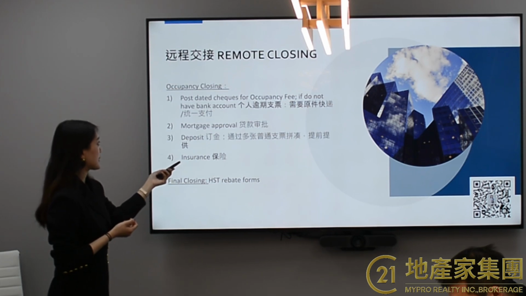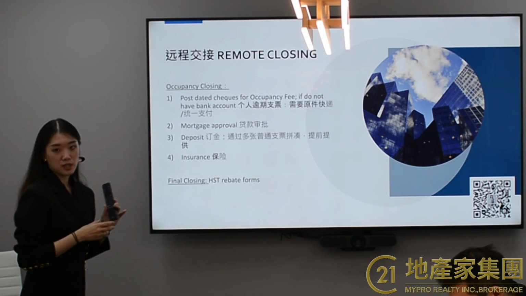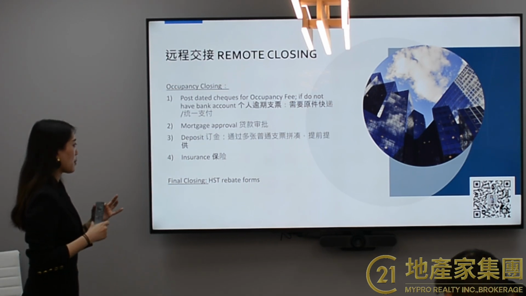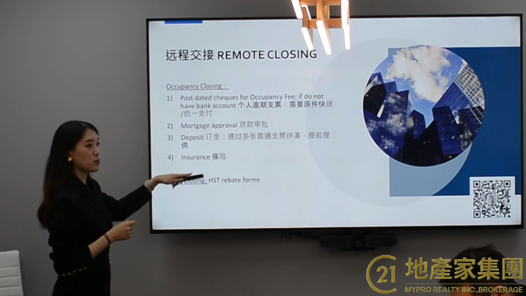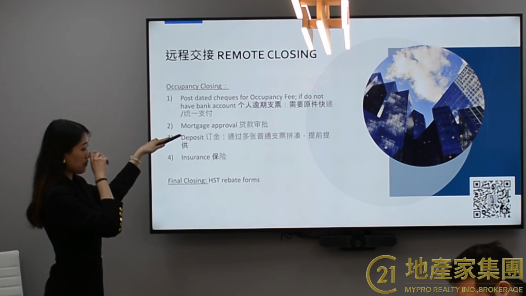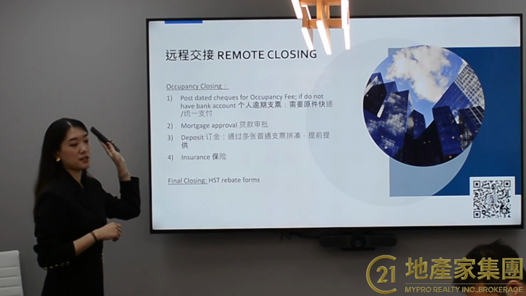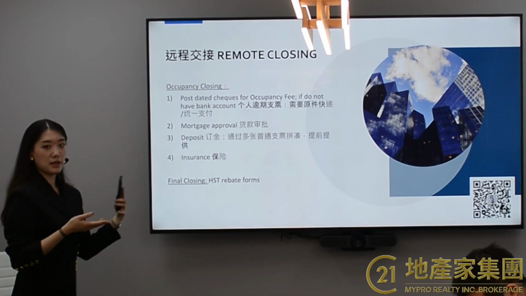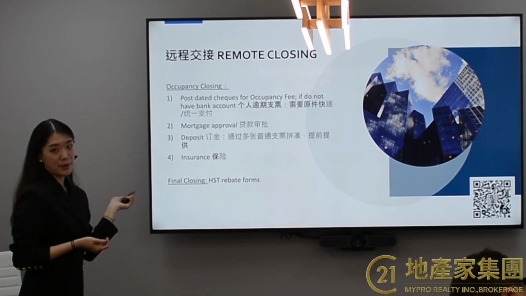So for insurance, it's required for occupancy closing that you buy insurance for this property, but this can be done remotely as well. Okay, so it's mostly the money that the buyer needs to figure out how to do before the occupancy closing.